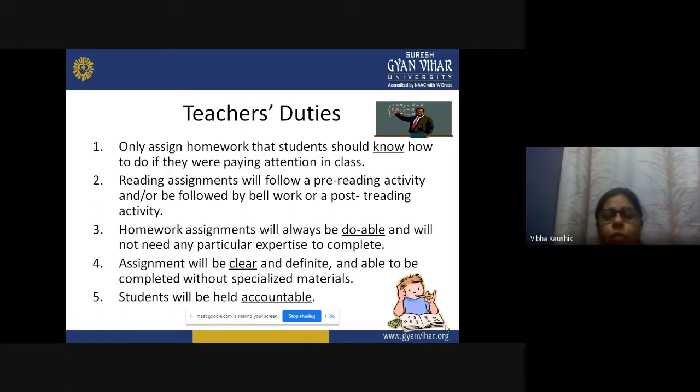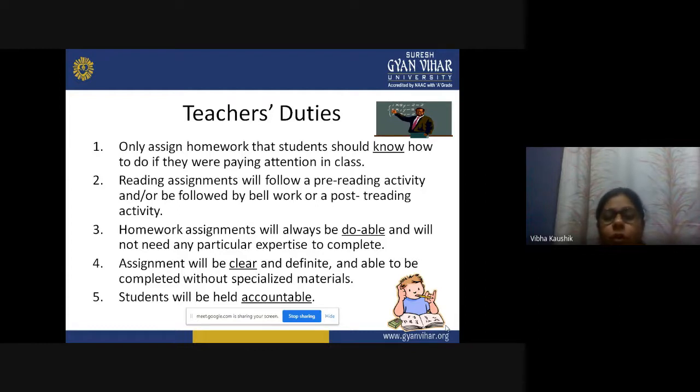Reading assignments will follow a pre-reading activity. Now, what is that? Means as a teacher, I have given them the homework, and the homework is that they have to do reading, and this is the assignment. Now, I have given them the assignment. Before that, I must follow an activity, and that is a pre-reading activity. And it can be followed by a follow-up activity or a post-reading activity. Or after that, I can give them a post-reading activity also.